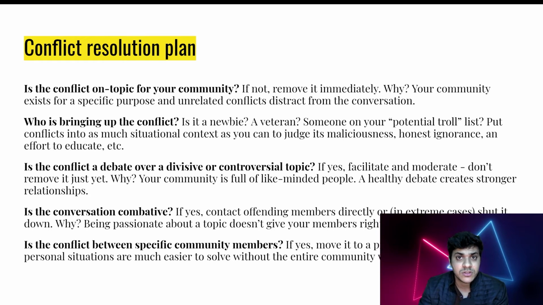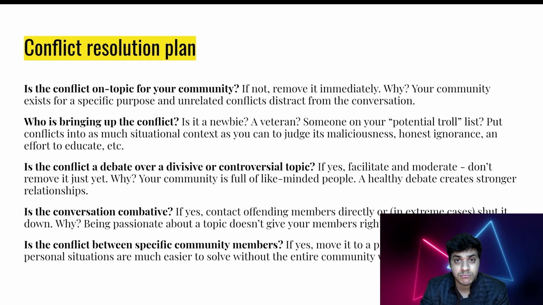Now, the way you treat this person, the way you resolve that conflict, is extremely different from how you would with a veteran, an old member who knows the rules that actually apply here. Could it be someone who is just malicious and wants to disrupt the overall environment of the community? Are they trolls or potential trolls? In that case, you may just want to ban them.